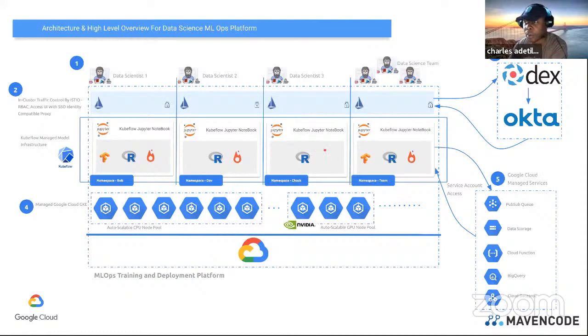The other cool part of this is that you can now connect to external resources. In this case, we're talking about Google on the Google Cloud. So let's say you have external resources like a PubSub queue, data storage where you need to store your data files, Cloud Function, BigQuery, and all those good managed services on Google Cloud. You can have your service account connect to them, so you can pick up all these resources and consume them.